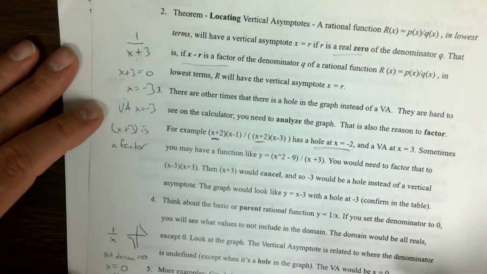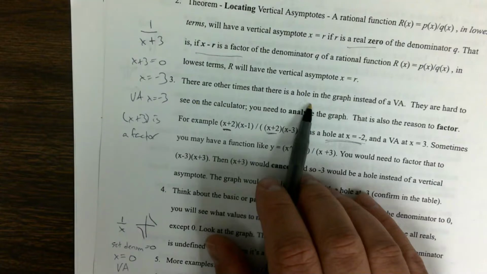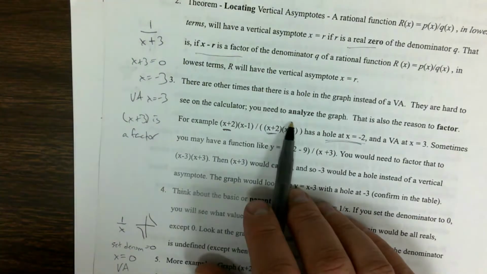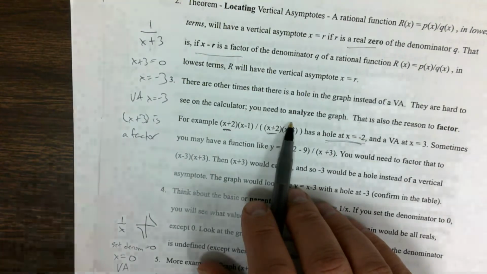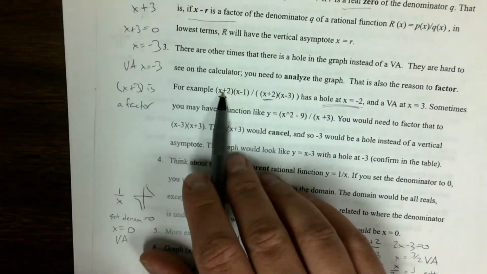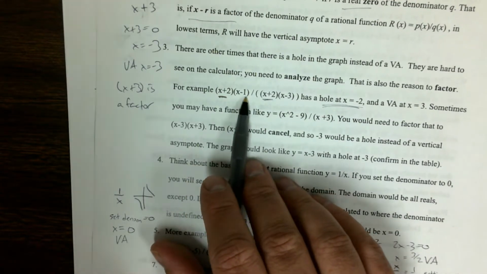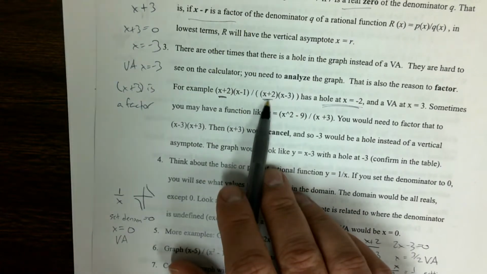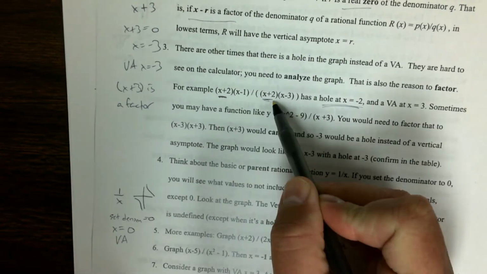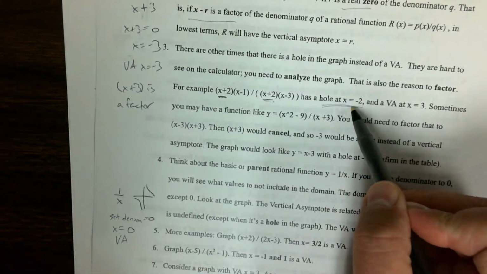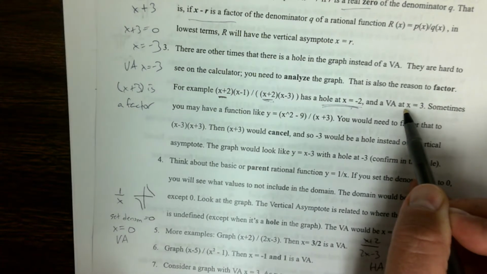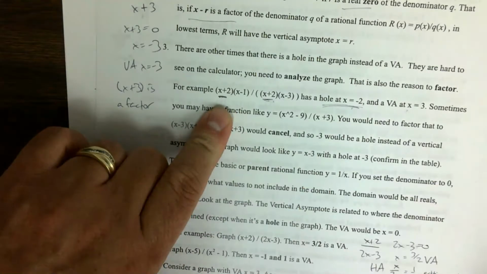So now there's other times when there'd be a hole in the graph instead of a vertical asymptote. They're harder to see on the calculator. You really need to analyze the graph and know what you're looking for. So one example of that type of problem is if you have x plus 2 times something in your numerator and x plus 2 times something in your denominator. Notice these two completely match, and so there would be a hole right there. But then you'd have a vertical asymptote at x equal 3. Now, in that case, it's going to look like this.